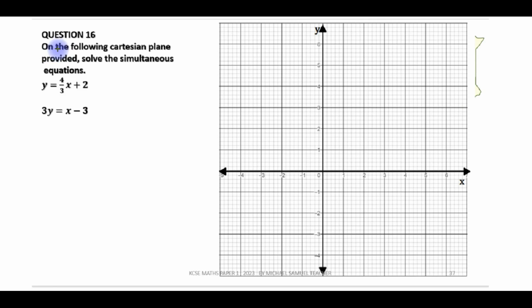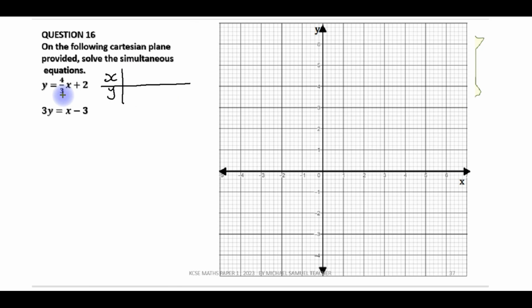Question 16. On the following Cartesian plane provided, solve the simultaneous equations. So you have the simultaneous equations and you need to plot the linear equations on this Cartesian plane. The point of intersection will be the solution for the values of x and y. Now we have the first equation, so we need to make a table for corresponding values of x and also y.